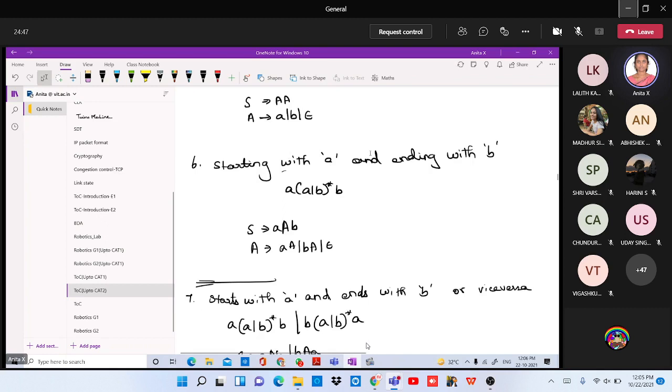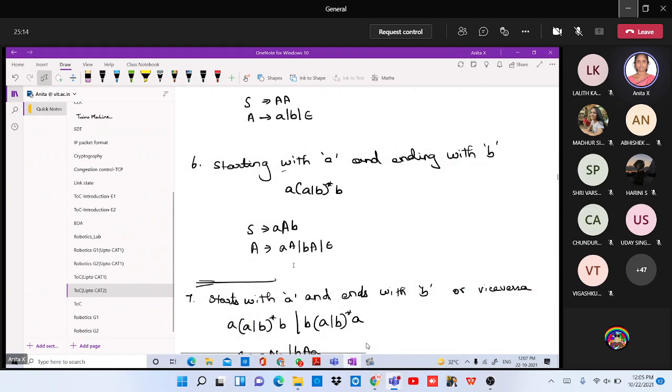Yes, the next one: starting with A and ending with B. In between I can have anything. How can we represent it? For (A or B) star, I am having the sequence. This is the production which generates (A or B) star. And then what should I do? In front I should have A, and at the end I should have B. So this is the representation.